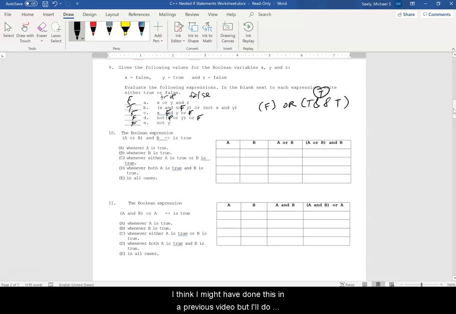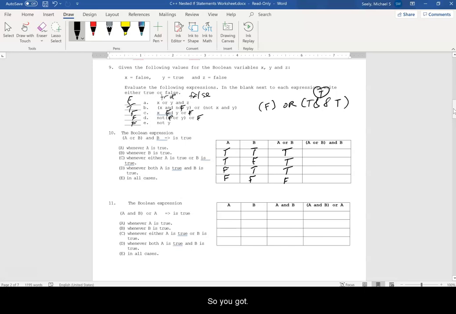And I think I might have done these in a previous video, but I'll do them again here. True and true, true and false, false and true, false and false. So those are your truth tables and the different values that A could be. So you got A or B is one or the other true, so that's true. One or the other true, that's true. One or the other true, that's true, and that's false.